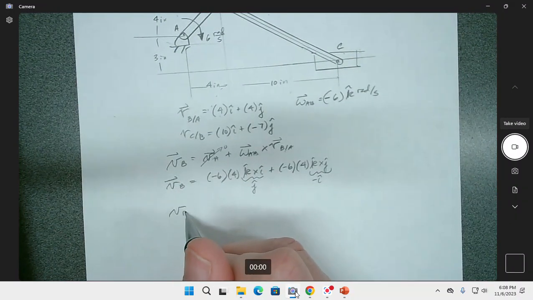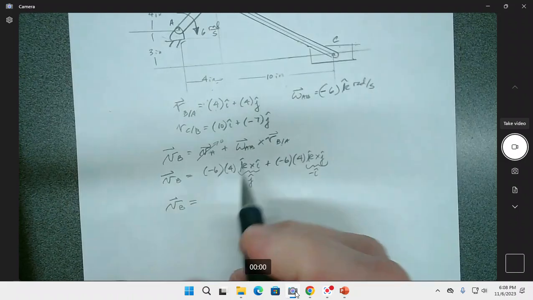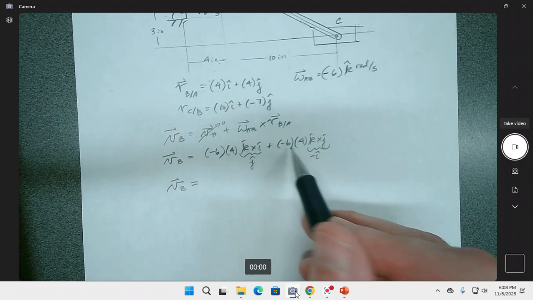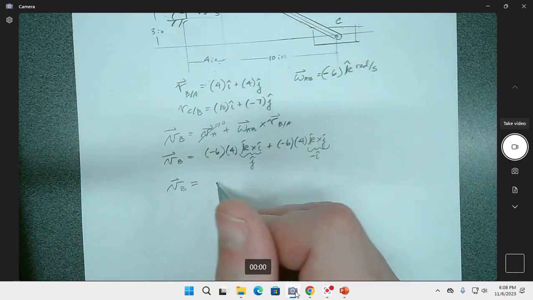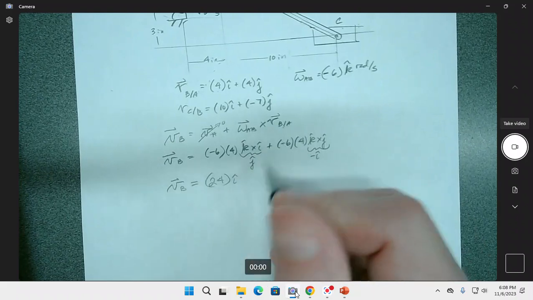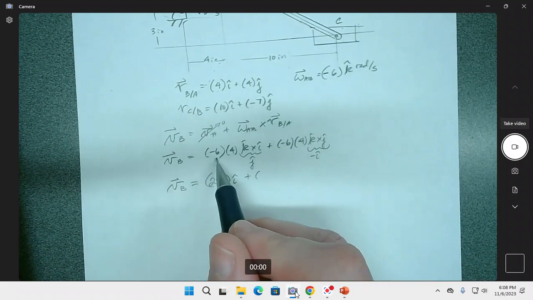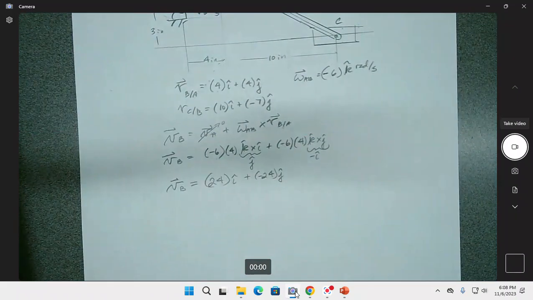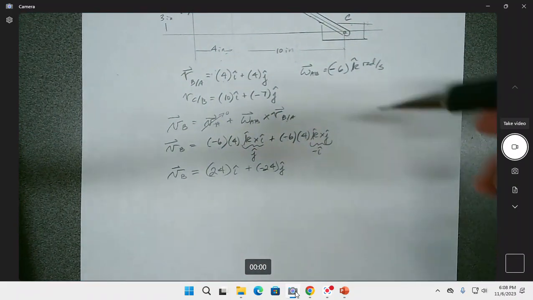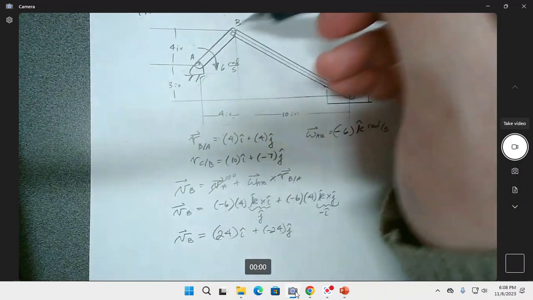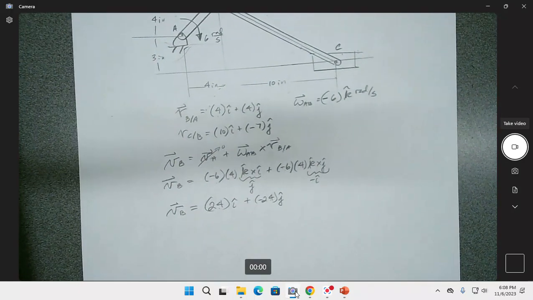So our VB, and there's a negative and a negative, so those are going to go away. So we're going to have 24I plus negative 24J. And that makes sense, right? Because it's going this way, down, and it's 45, so it makes sense that they're equal to each other.